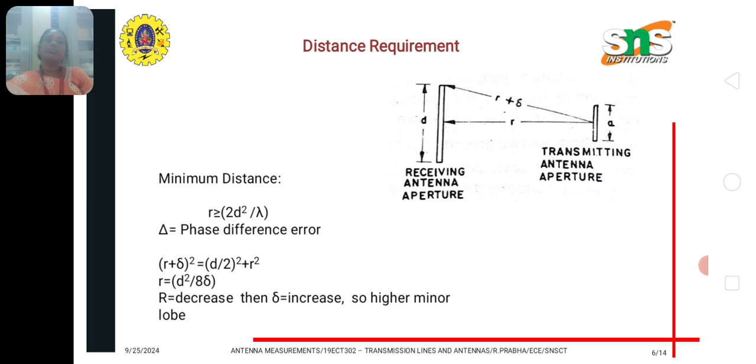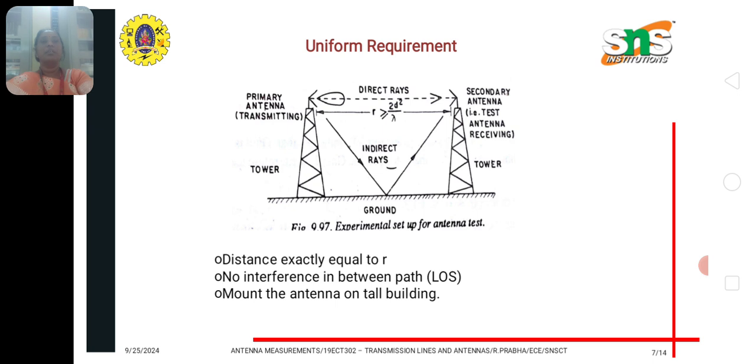And in the measurement of radiation pattern, we have a minimum distance requirement. In between the transmitting and receiving antenna, there should be a distance r, which must be equal to 2d squared by lambda. Here d is the dimension of the receiving antenna aperture, and lambda is the wavelength at the frequency of operation. This lambda is calculated from the formula c by f, where c is the velocity of light in free space, and f is the antenna frequency or the resonant frequency where the antenna is operating. A uniform requirement is also there: primary antenna to secondary antenna, we have the same space, with the distance r equal to 2d squared by lambda.